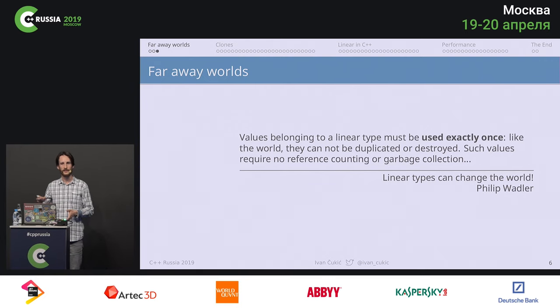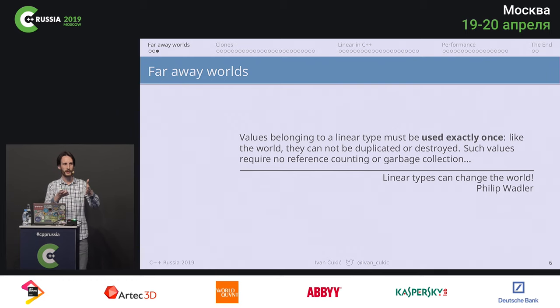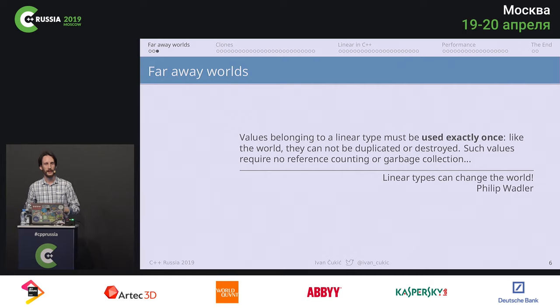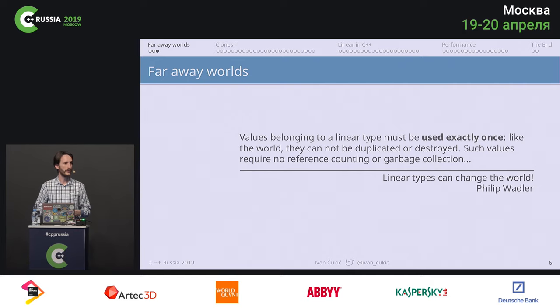And if you can use something exactly once, you don't need garbage collection, you don't need reference counting. And the best part of the article is actually the title of the article, "Linear Types Can Change the World." Because as I said, in pure functional programming, you can't change anything, you just create new worlds. And this thing allows you, even in functional programming, to change the world.